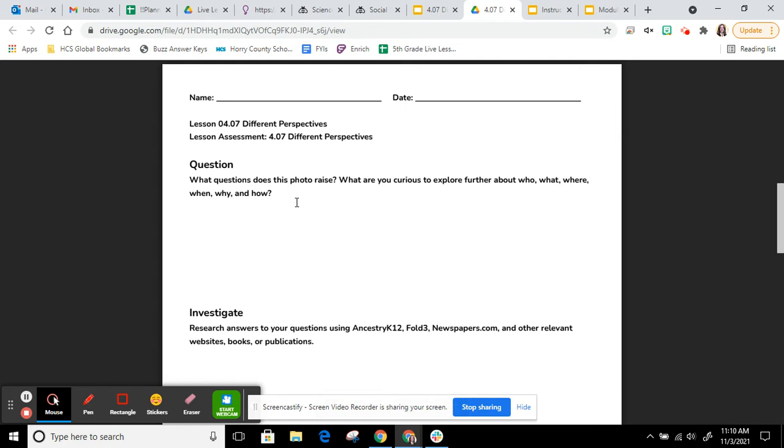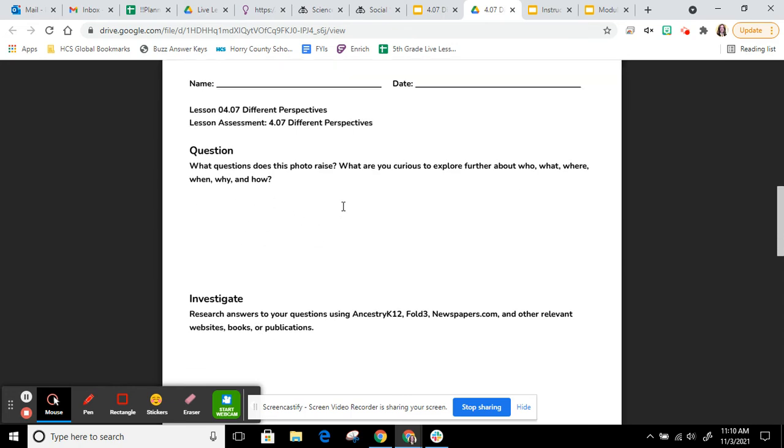Now you get to your question piece. What questions does this photo raise? What are you curious to explore further about? Who, what, where, when, why, and how? So what questions do you have about this photo?